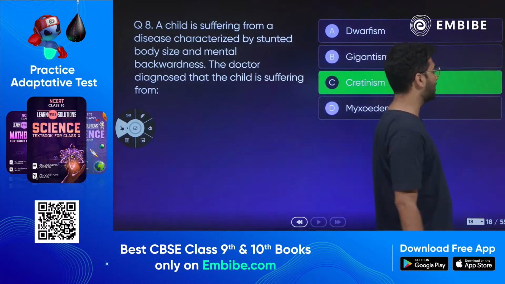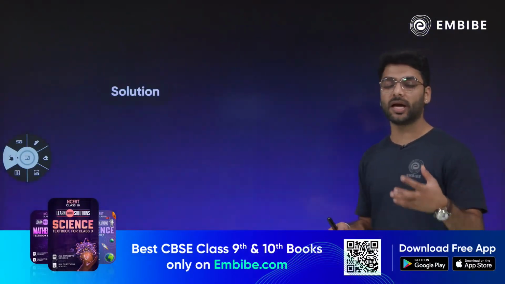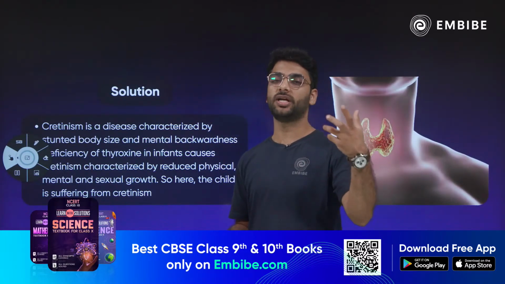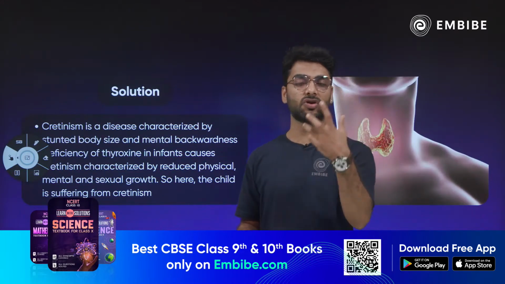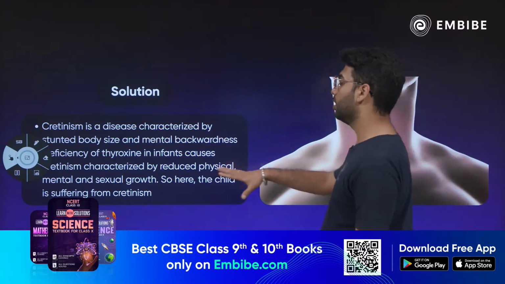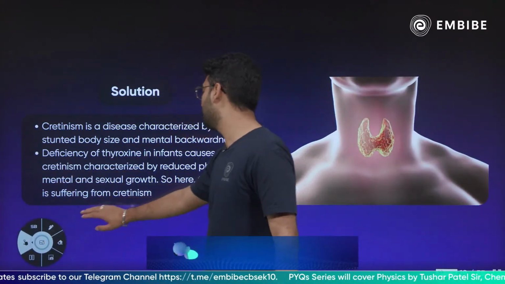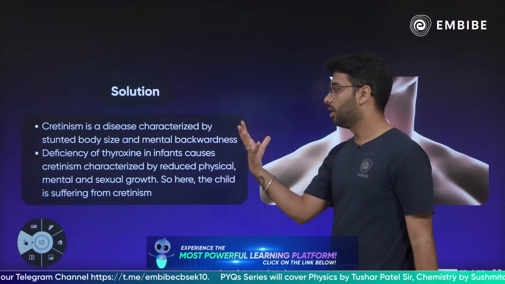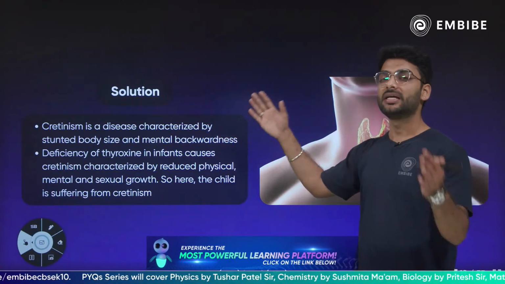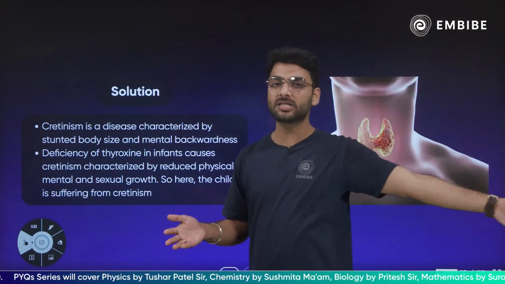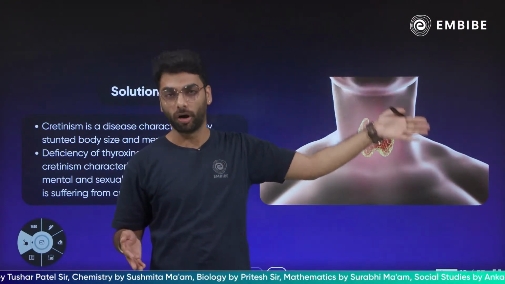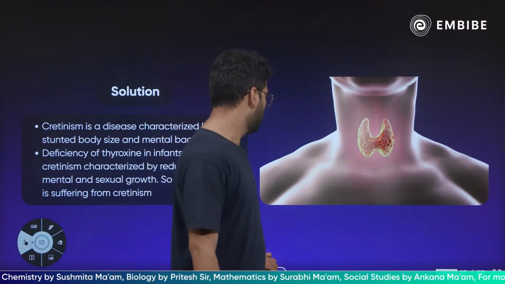So most of you are saying cretinism, which is the correct answer. Cretinism happens because of thyroxine deficiency in the body. That is why it is called congenital hypothyroidism. Thyroxine deficiency happens because of iodine deficiency, in which the symptoms are reduced physical, mental and sexual growth. The child gets mental backwardness and stunted body size. It is seen in children. The same hypothyroidism, when you see it in adults, we call it simple goiter. ठीक है, then moving on, everything is fine.